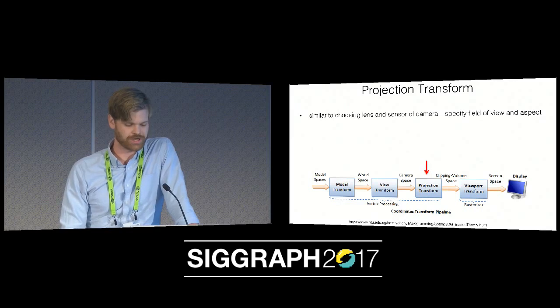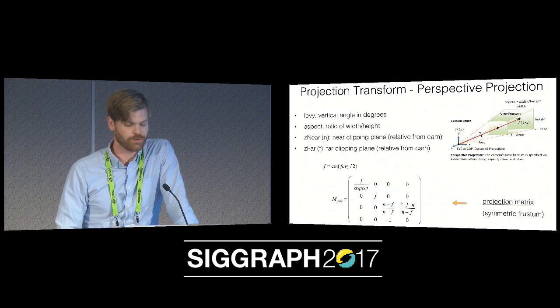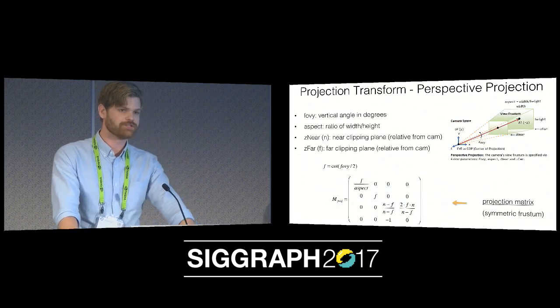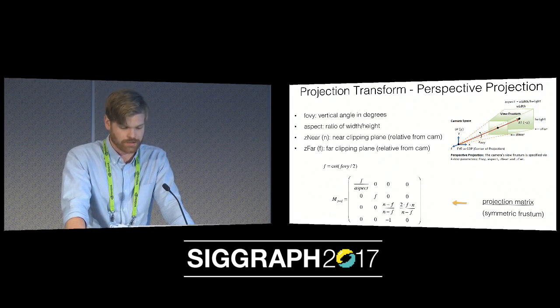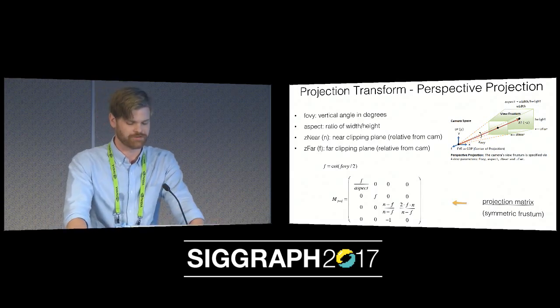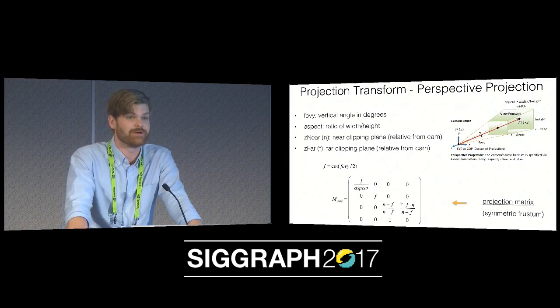So the projection transform, which is the next one, is similar to choosing the lens and the sensor of the camera that you're trying to mimic here, and specifically you can specify the field of view and the aspect ratio. In the simplest form, you can create a symmetric perspective projection where the field of view along the horizontal and vertical directions can be different, but it's symmetric around the center of projection. And you can define it using this matrix here. I'm not expecting anyone to remember this, but this is one way of defining a projection matrix.